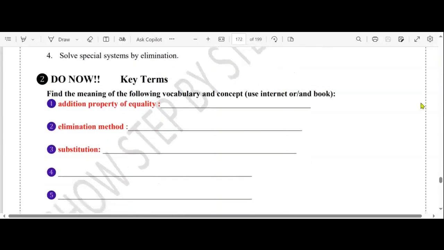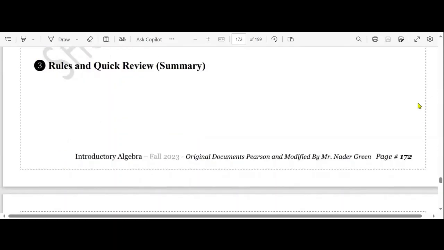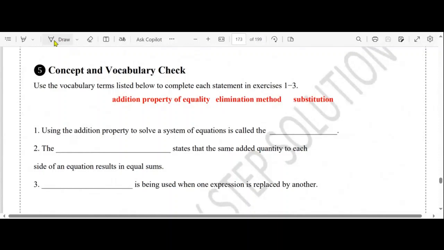Do now. Key terms. Find the meaning of the following vocabulary and concepts. Use the internet and the book. Okay, let's go into the concept. This is your classwork. You have to do this for classwork. Find the meaning of those words. How many words do you have? Three, and place them in the correct statement.